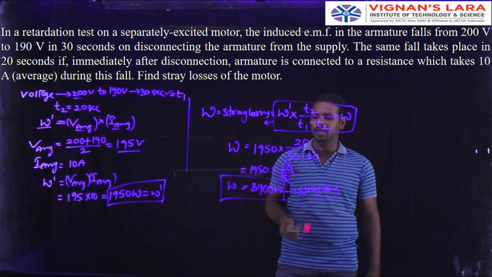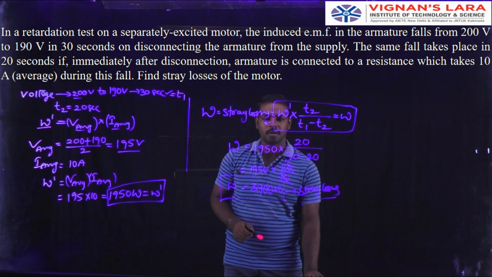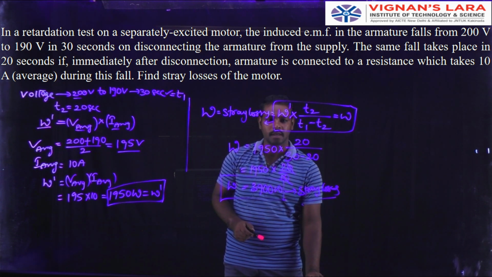Substituting all the parameters, finally stray losses is equal to 3900 watts.